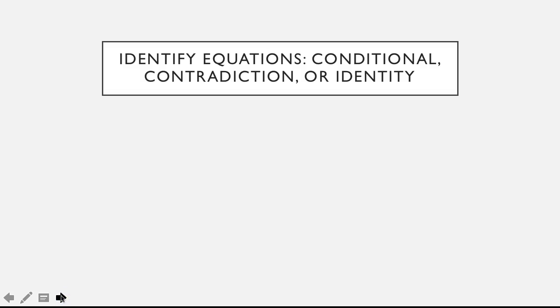Next, we're going to identify equations as conditional, contradiction, or identity. If you don't remember, conditional is when you come up with one solution. Contradiction is when you come up with a case like 0 equals negative 2 or 4 equals negative 5. The identity is going to be all real numbers, so they're going to be the same on both sides of the equation. Like 3x plus 5 equals 3x plus 5.